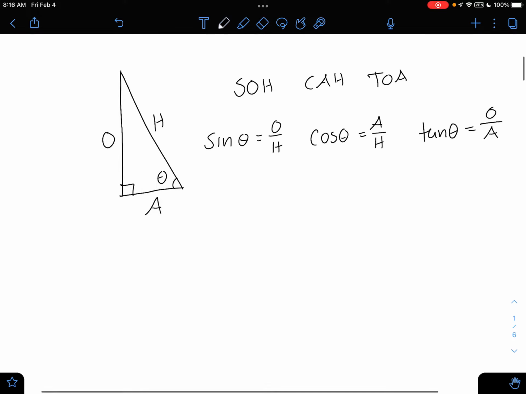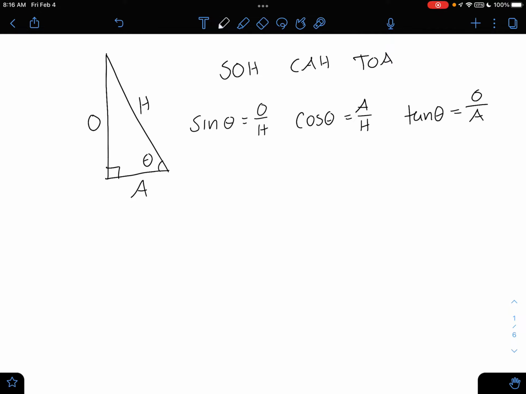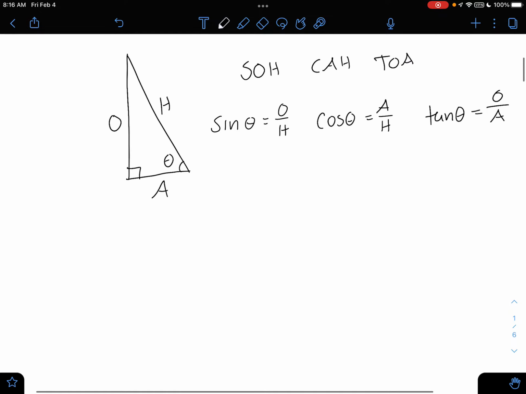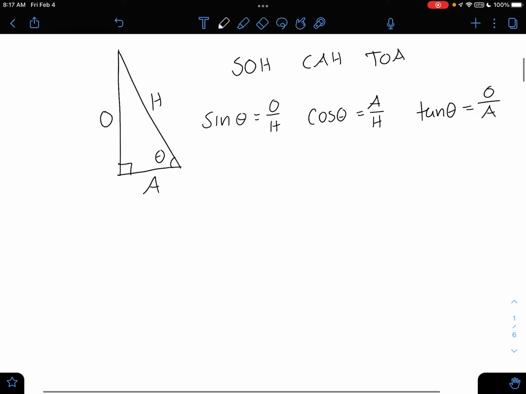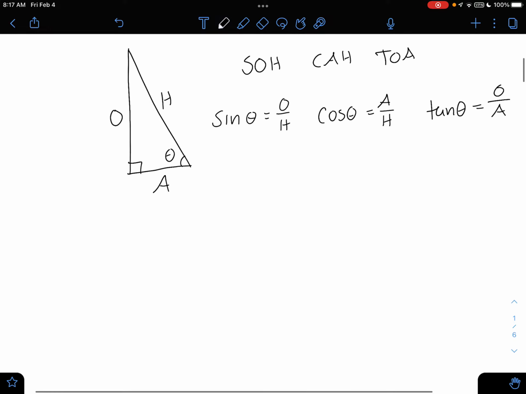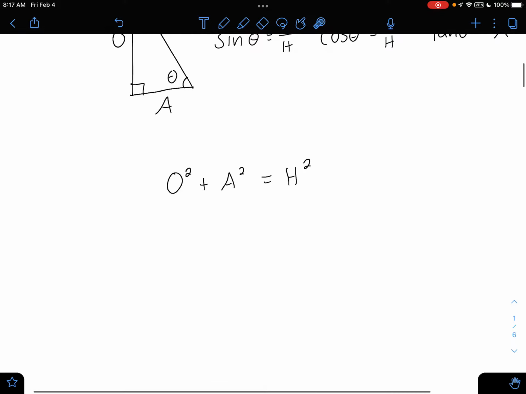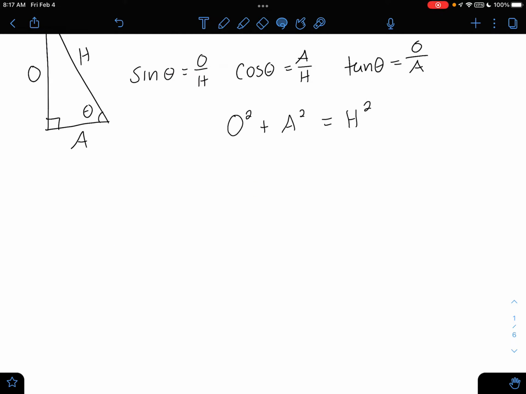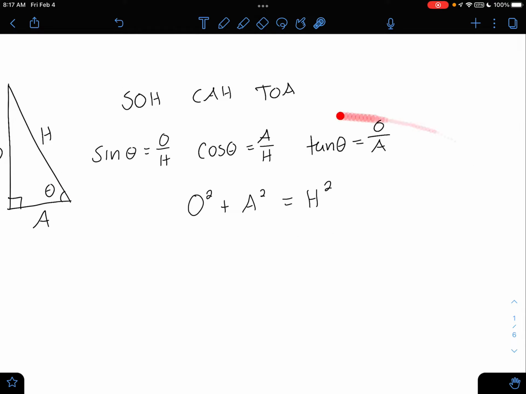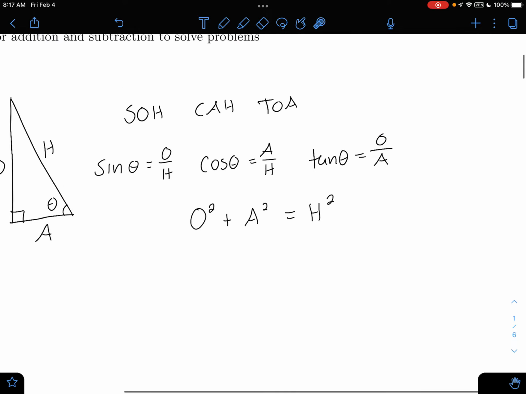I'm also just going to make sure we have a quick review of our good friend Pythagoras and his theorem. Fun fact, Pythagoras was afraid of beans and legumes. So it's our leg squared plus our leg squared, so O squared plus A squared equals H squared. These are going to be our best friends once we start getting into breaking things into components.